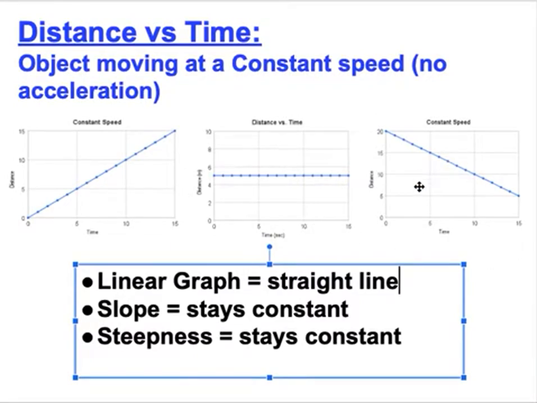If you look at all three of these graphs, you'll see that they're completely straight. So anytime you have a graph that is completely straight all the way through, the story of that object is that it is not accelerating. It's staying at the same speed.